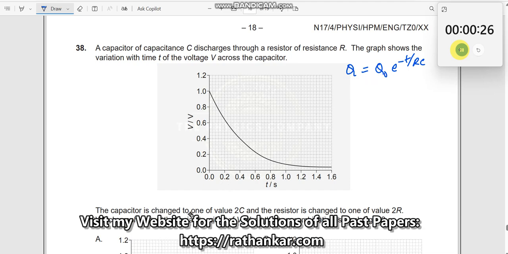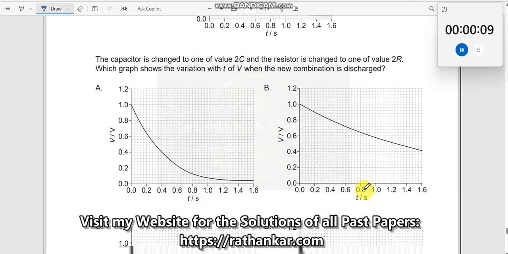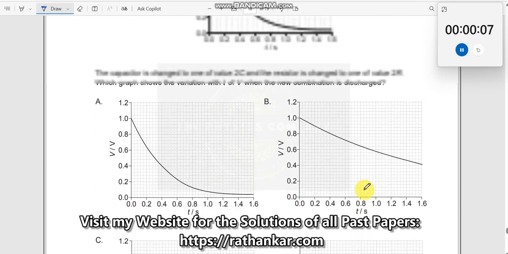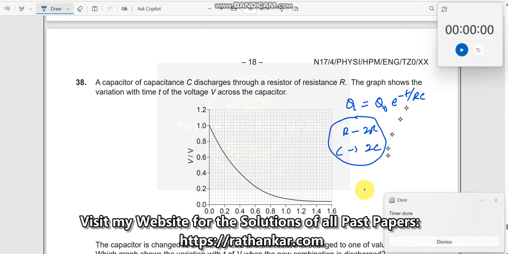The capacitor is now changed to a value of 2C and the resistance is changed to a value of 2R. That means what? If you are changing R to 2R and C to 2C, then which graph shows the variation with t of the V with the new combination discharge? Okay, there are 4 graphs given here. You need to decide which graph is correct. So towards it, you need to have some amount of critical thinking here. Before we start with this one, let us look at this here.